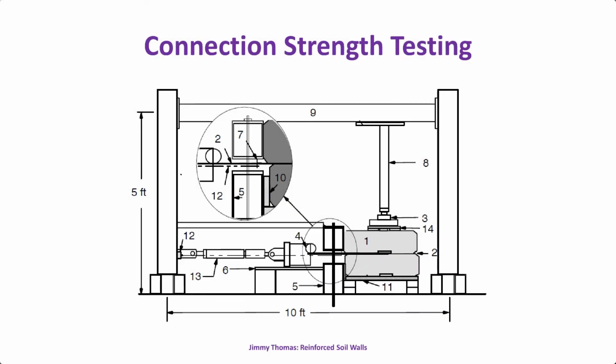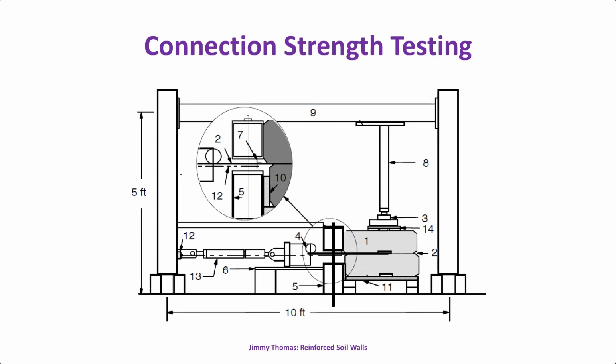Then connection strength. At the connection there is a tension which is almost 100% of the reinforcement tension. Then I have to compare it with the connection strength. So how do I test that? Here we can see segmental blocks. This is one block, there is another block, and the reinforcement is in between. This is the section. Then we pull the reinforcement. We can apply the normal force also.